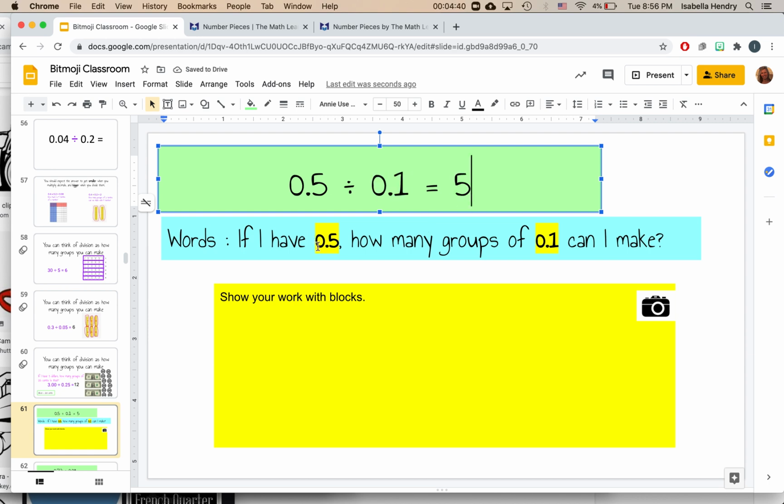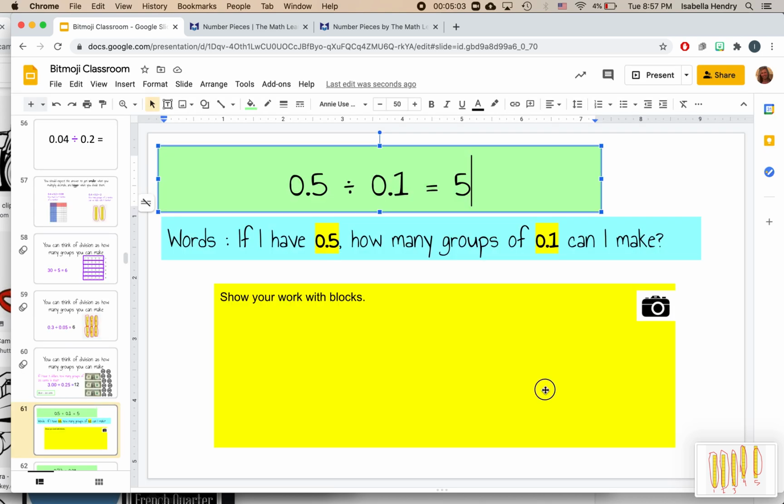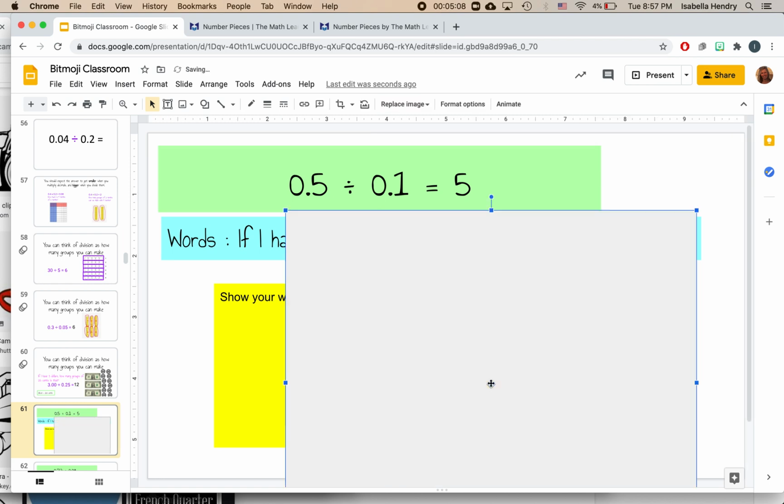And for words, I filled it in for you. If I have 5/10, how many groups of 1/10 can I make? Then don't forget to take a screenshot of your work, or take a photo of your blocks that you used. Remember to clean up your blocks afterwards and don't leave them sitting around, especially if you have a baby sibling.